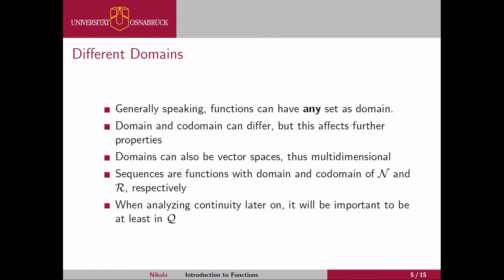Most importantly, though, domain and codomain can differ. They do not have to be the same. As I said, in most application cases, they will just both be real numbers, but they can be different. We can map, for example, integers to real numbers. For example, if we want to express which athlete had which time in a race, then we assign every integer an achieved time in a race. So in that case, for example, the domain and the codomain would differ.